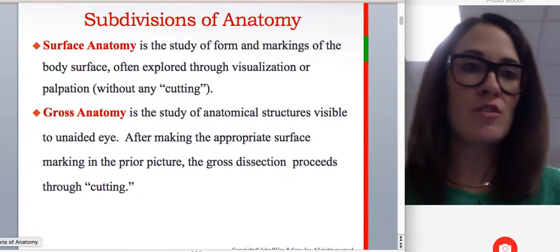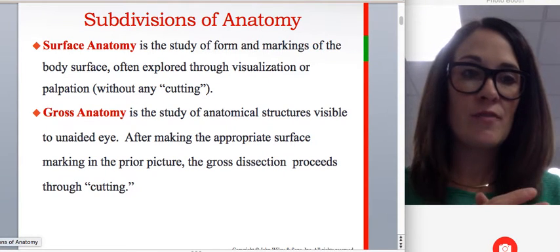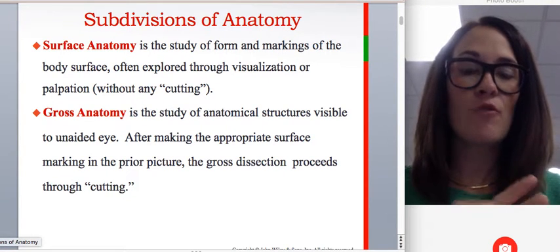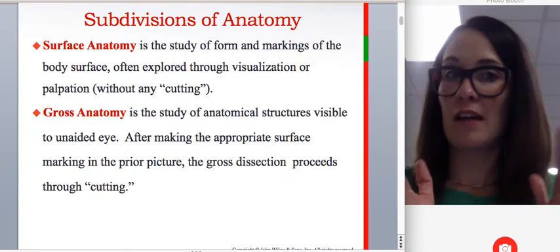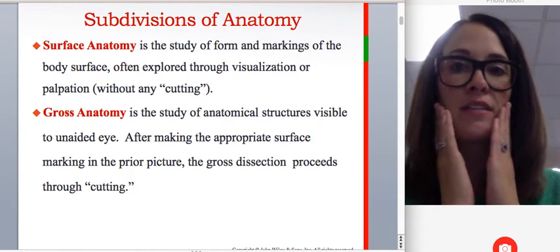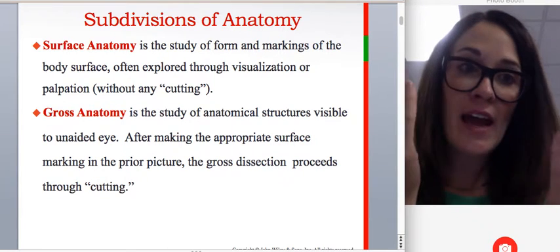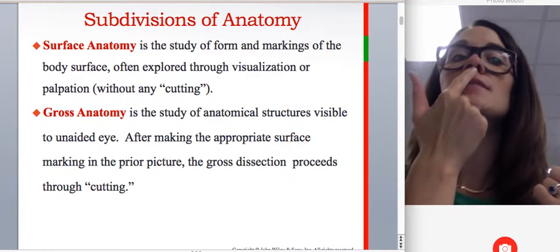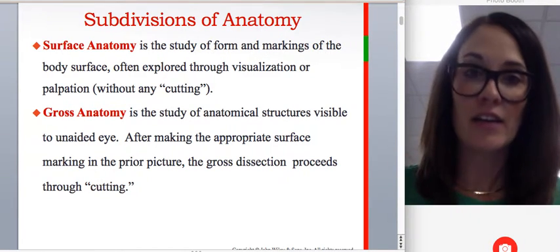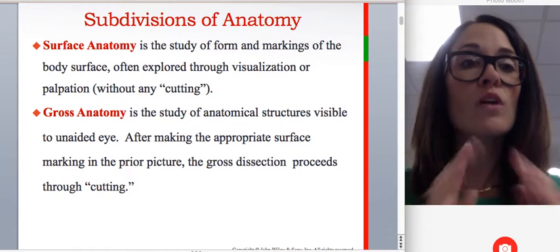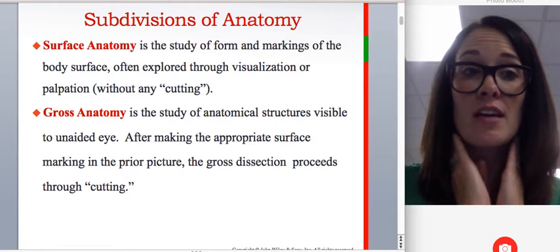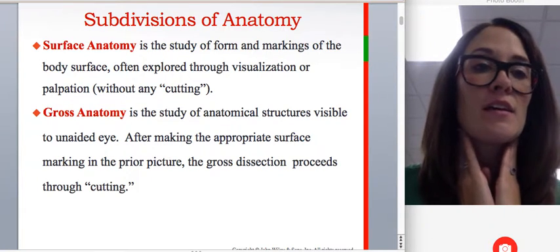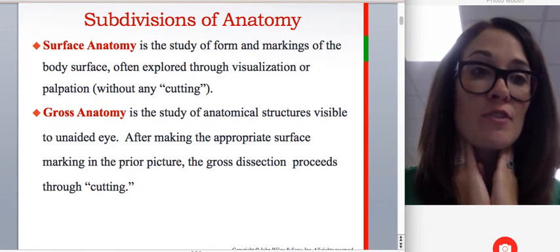Subdivisions of anatomy. So anatomy means to cut. Surface anatomy is the forms and markings along the body surface. You can explore it just visually, not cutting into the body. So looking at it, you can see that Mrs. Kohlheimer has a crooked nose. Now you know. Or physicians sometimes will feel your neck, maybe you're sick, and they'll palpate to see if your lymph nodes are swollen.